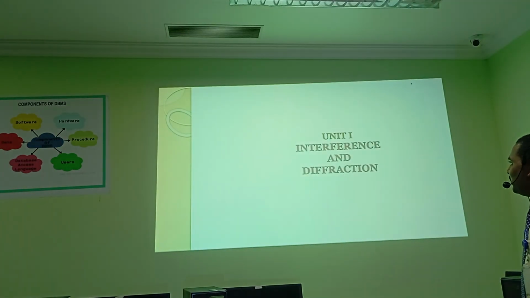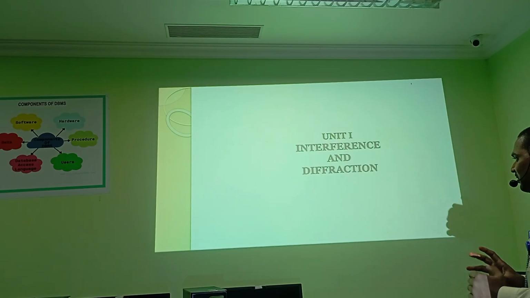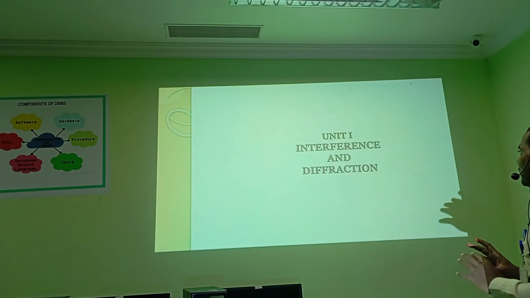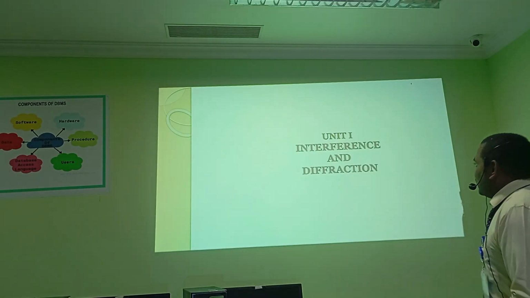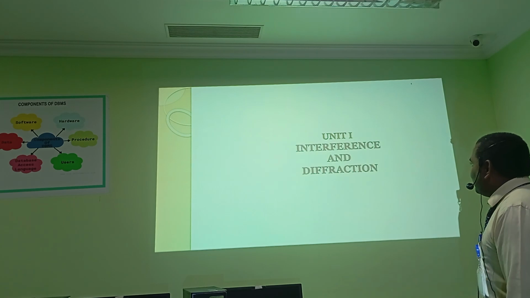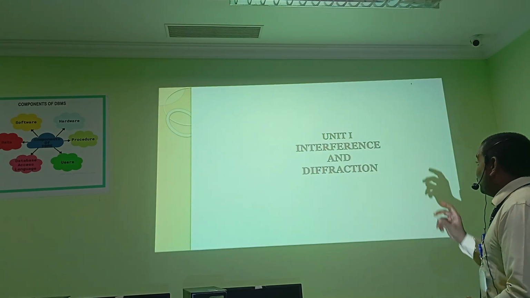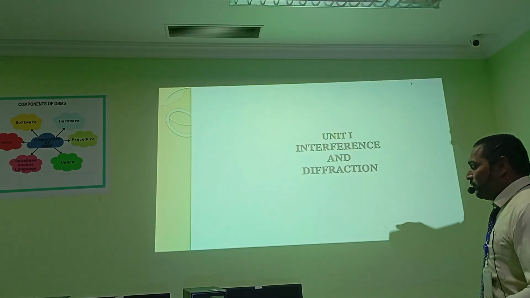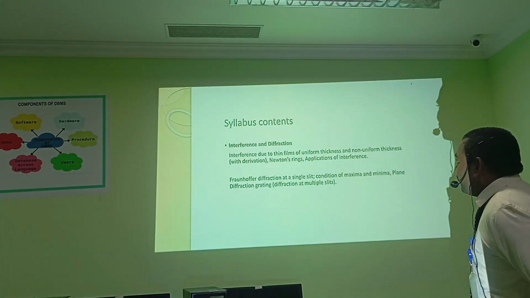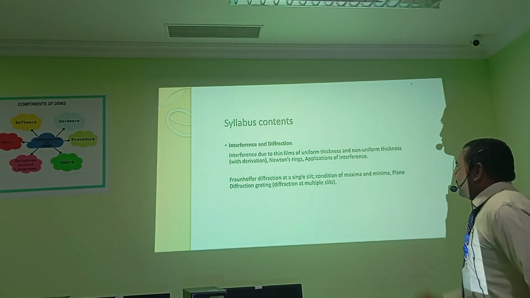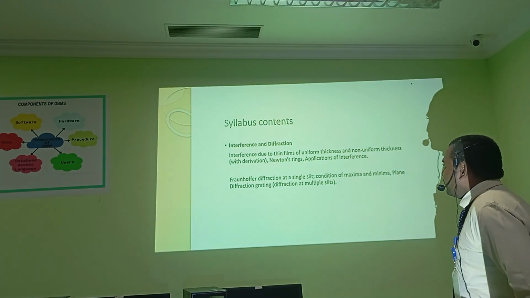So the first unit is interference and diffraction. Optics means light, reflection and refraction. The parts of it are interference, diffraction and polarization. So one by one I will discuss and explain about it. The overall syllabus will be covered with interference and diffraction.